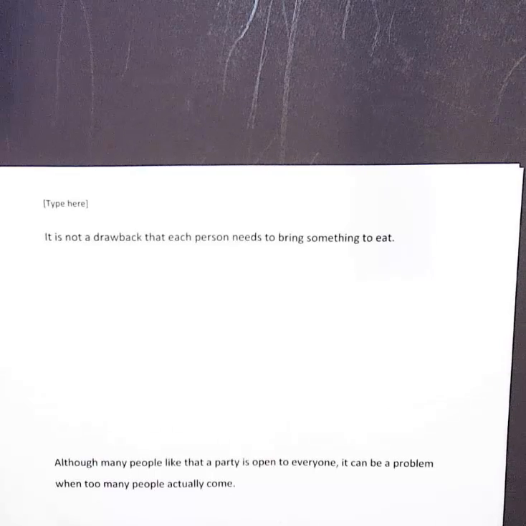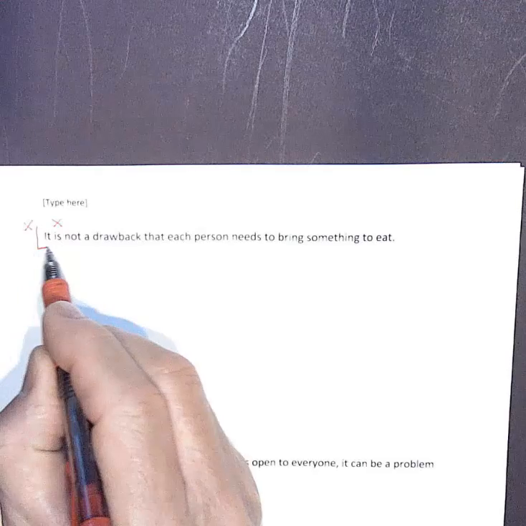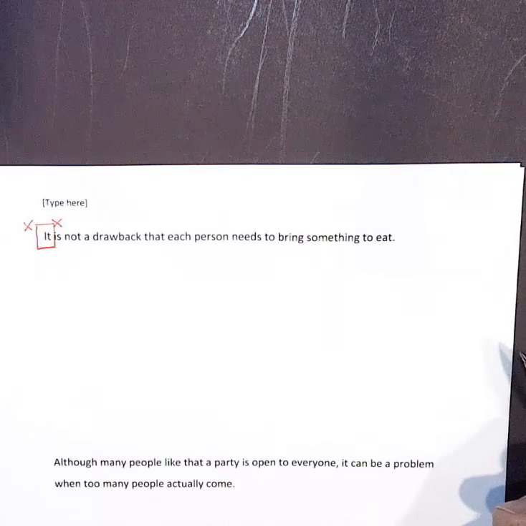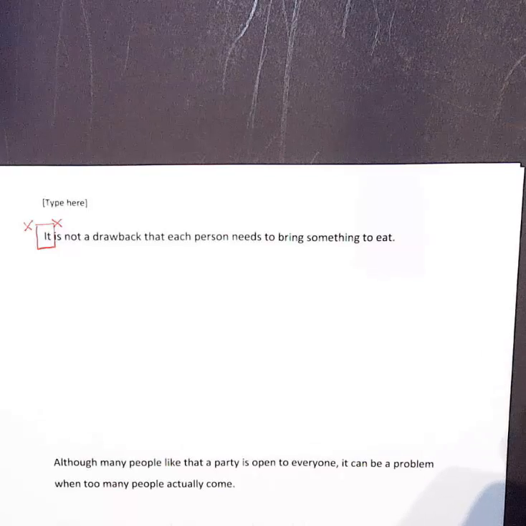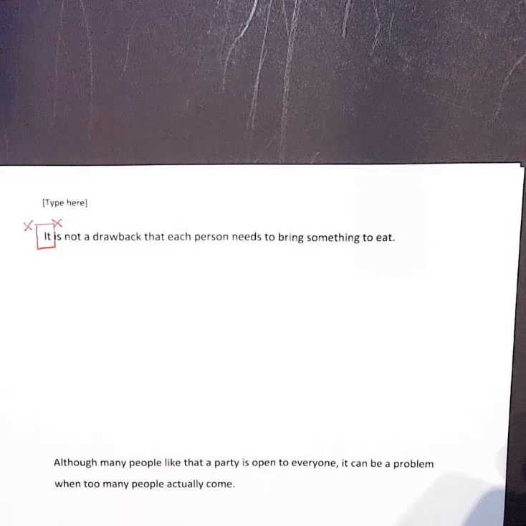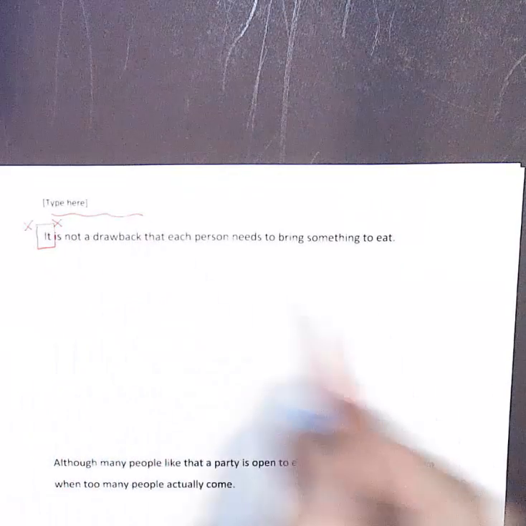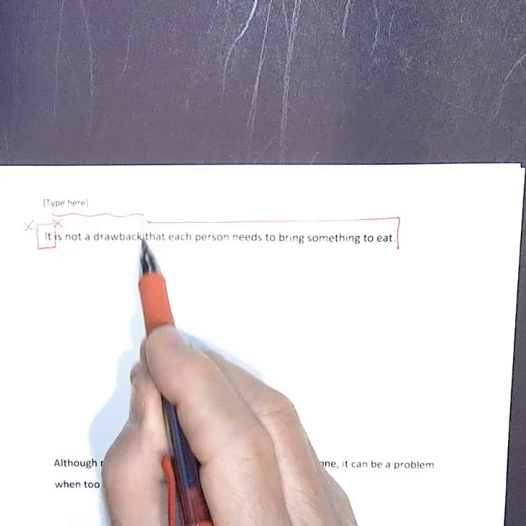It is not a drawback that each person needs to bring something to eat. All right, there's no shifters. Is the X word. The subject is it. Now, I could say all of it is the predicate, but I'm thinking a little bit ahead and wondering, how would I explain that why? A drawback that each person needs to bring something to eat. I think what I should do is call this the predicate and call this my postponed subject.